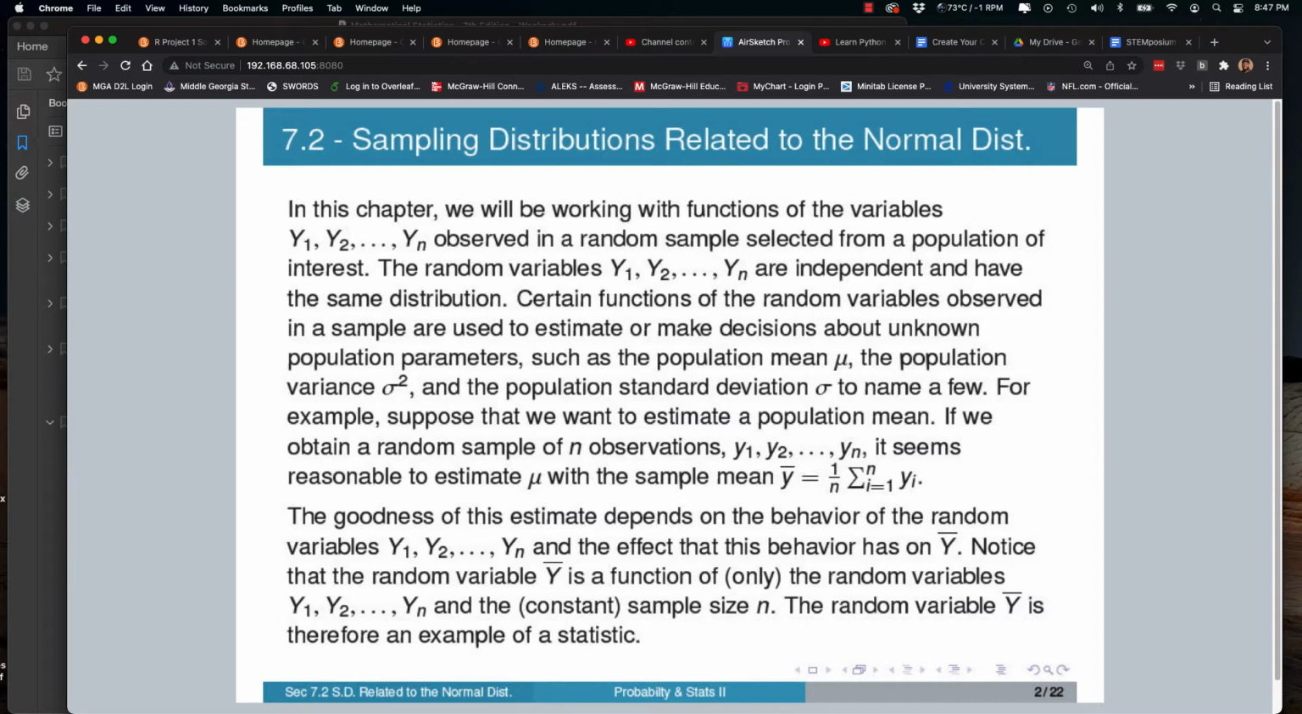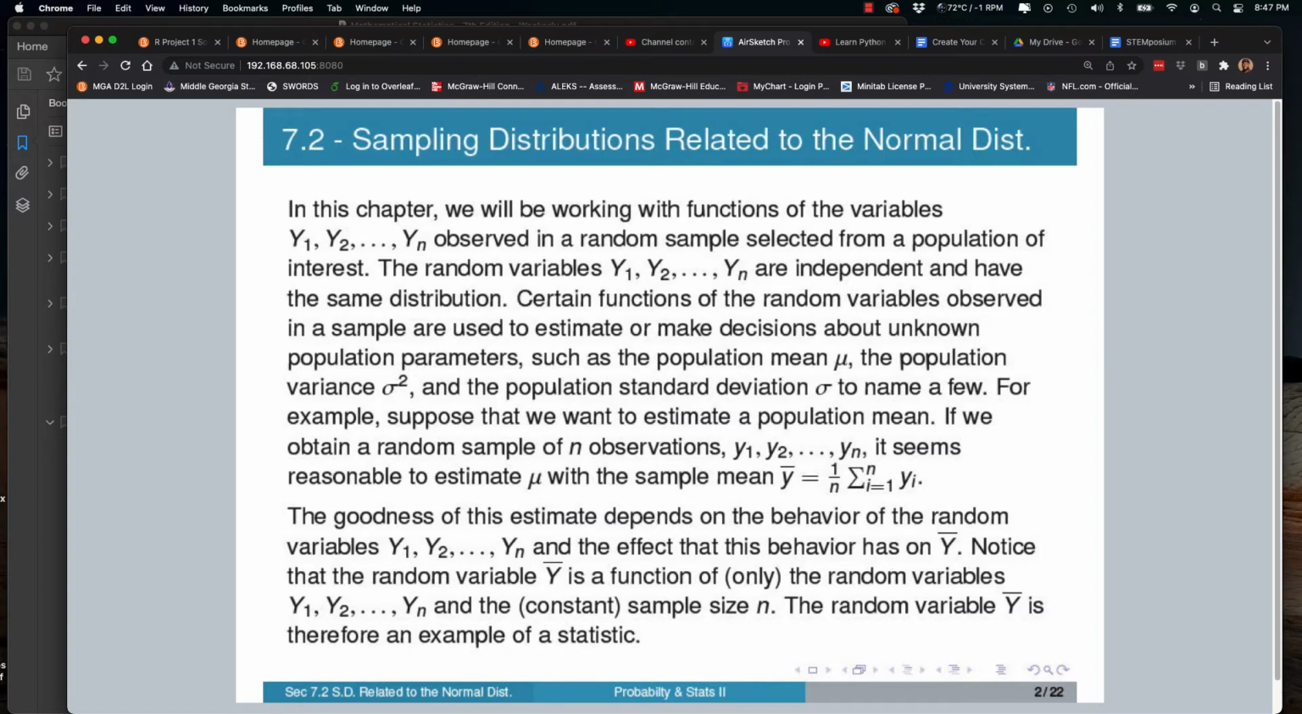So in this chapter, we will be working with functions of the variables y sub 1 through y sub n observed in a random sample selected from a population of interest. The random variables y sub 1 through y sub n are independent and have the same distribution. Basically, they'll all have the normal distribution to a certain degree. So certain functions of the random variables observed in a sample are used to estimate or make decisions about unknown population parameters, such as the population mean mu, the population variance sigma squared, and the population standard deviation sigma, to name a few.